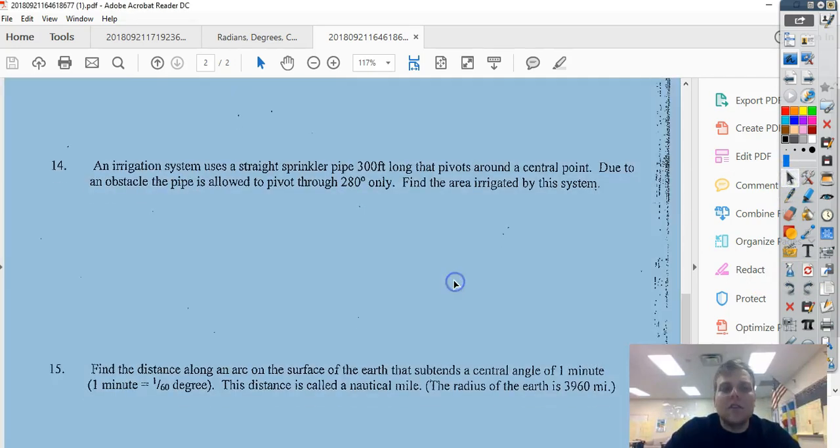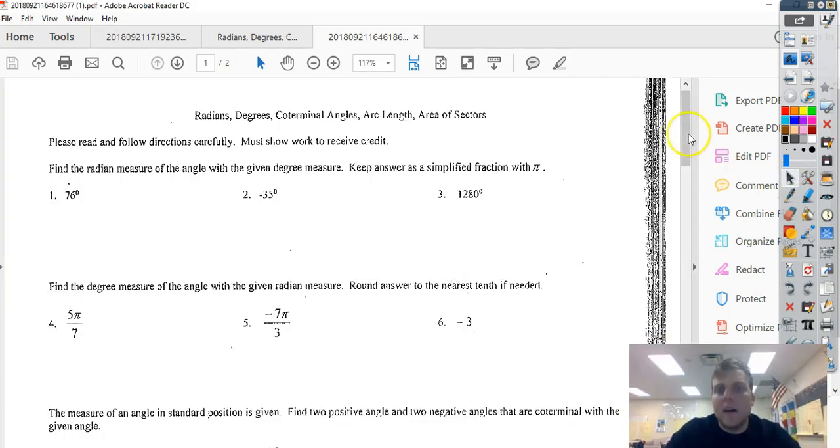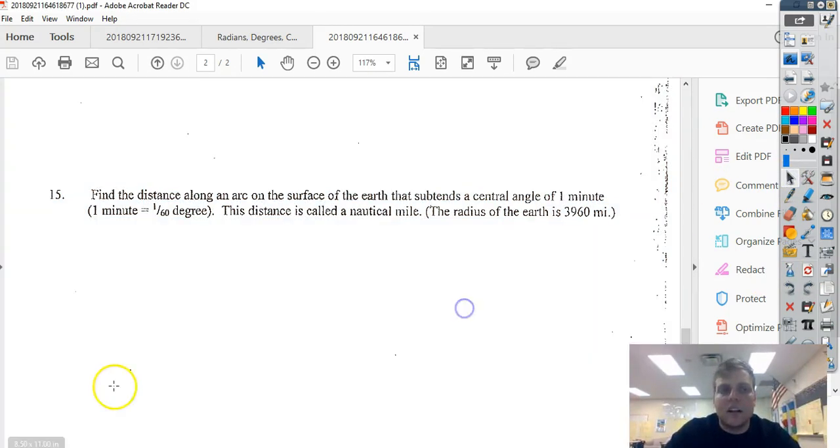Let's go look at 15, and due to my hiccups, I'll try to get you started on 15 as well. Number 15 is a problem that looks so hard, but it's not. Find the distance along an arc on the surface of the Earth that subtends a central angle of 1 minute. 1 minute is equal to 1/60th of a degree. This distance is called a nautical mile. The radius of the Earth is 3,960 miles.